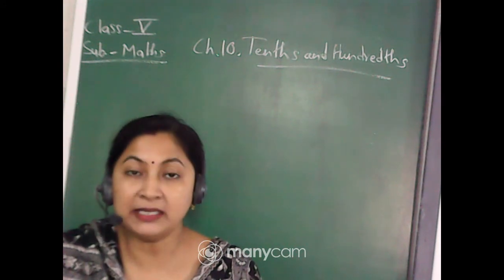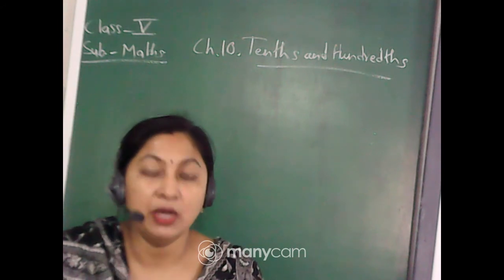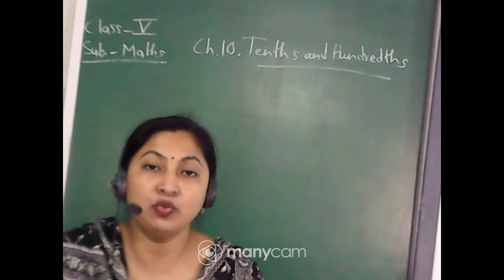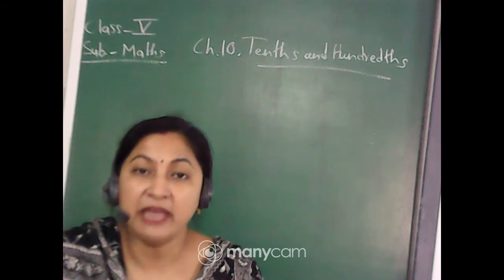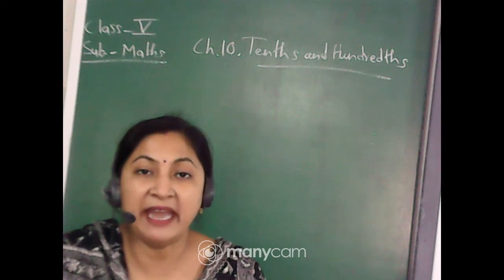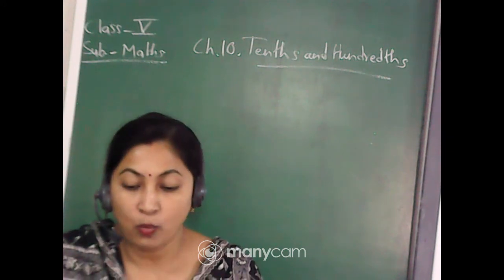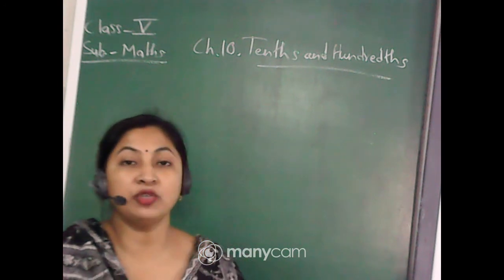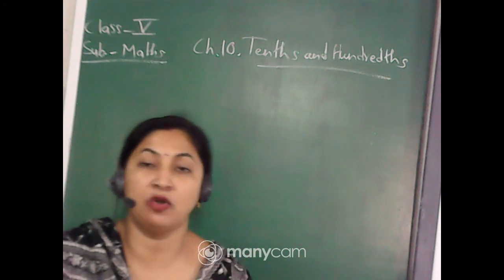Yes, 1 dozen means 12, isn't it? 1 dozen means 12 and half a dozen means 6. So 12 plus 6 is equal to 18. So 1.5 dozen is equal to 18 eggs. The cost of one egg is given, you have to find the cost of 18 eggs.